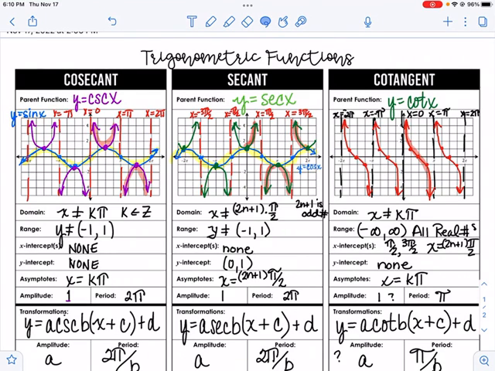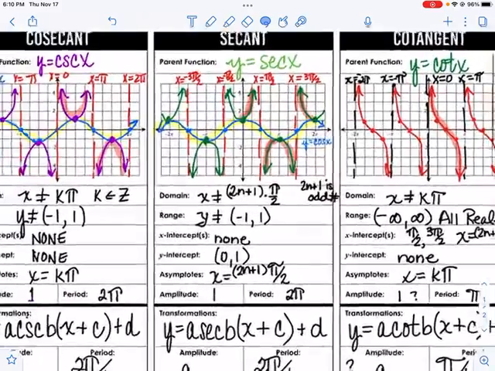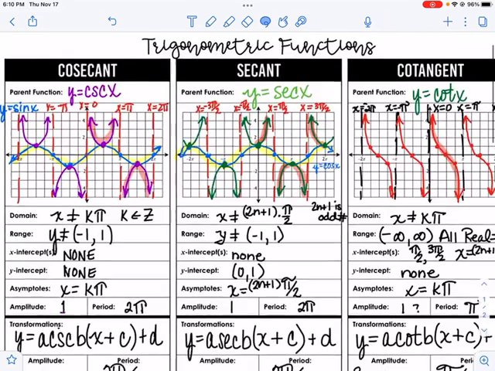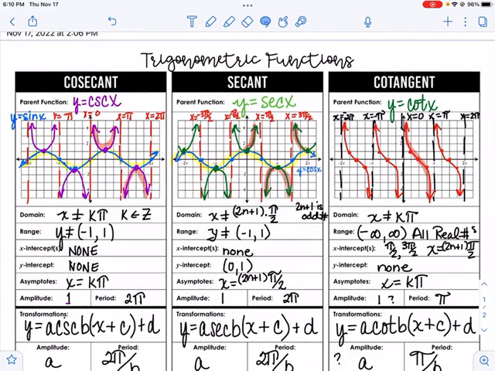Okay, honors pre-calc kids. I've got a couple things I wanted to say about these graphs of the trigonometric functions, the parent functions. So these are not quasi, these are actually the parent functions. So we have first the cosecant graph. The parent function y equals CSC of x when you see it, and the secant, y equals SEC of x, and then you have y equals cotangent, COT of x, okay?